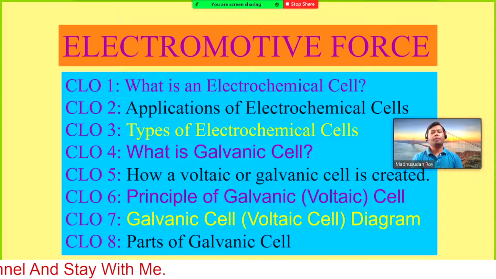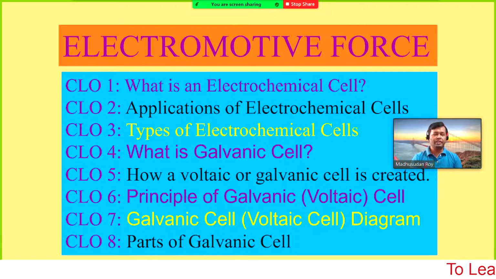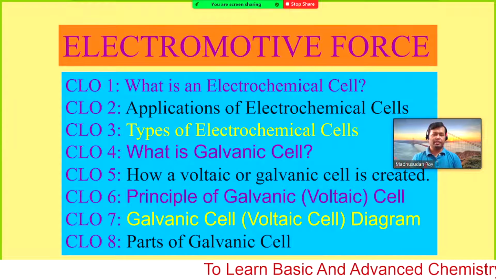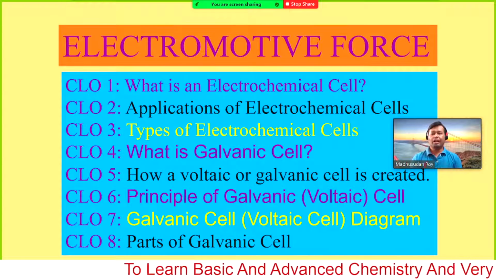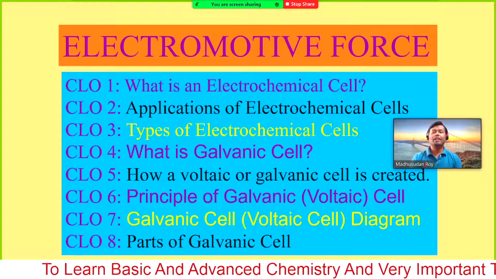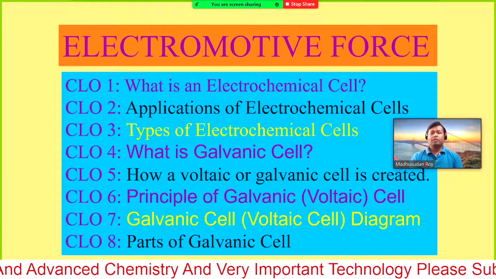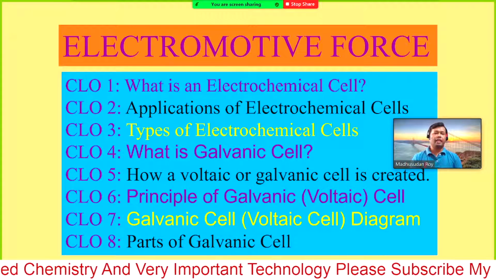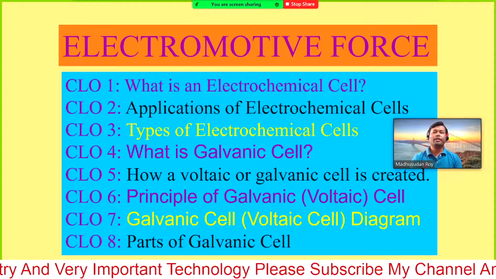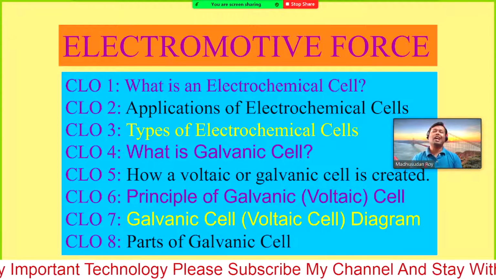So first of all we will learn what an electrochemical cell is, then the applications of electrochemical cells. That means why we are going to learn this, what is the importance of learning electrochemical cells. Then we will try to learn what the types are. Then, what is the galvanic cell? That means the first classification of the electrochemical cell is the galvanic cell.